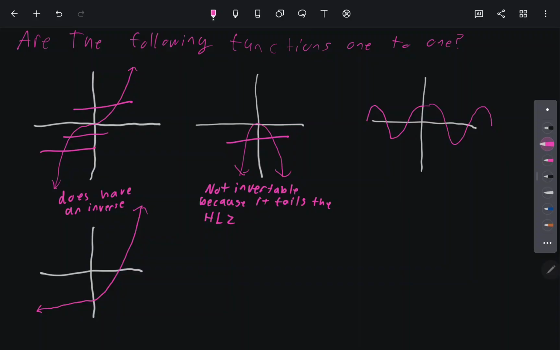Continuing on, we have a sinusoidal curve, and the issue with sinusoidal curves is they are indefinitely repeating, so it's bound to fail the horizontal line test. So this is also not invertible. Sorry about my horrible handwriting, because it fails the horizontal line test.